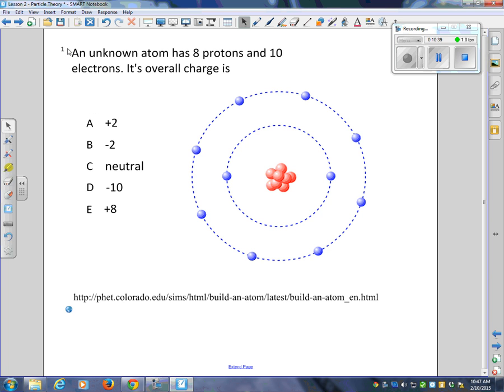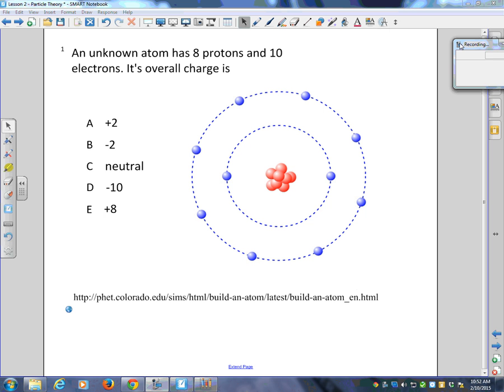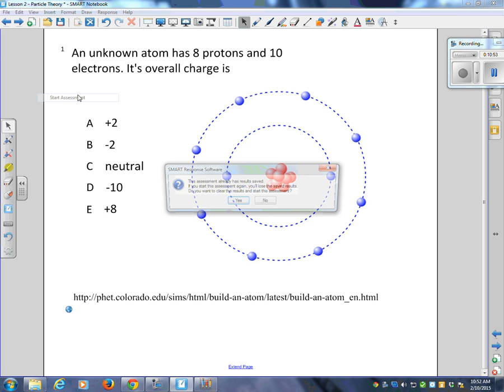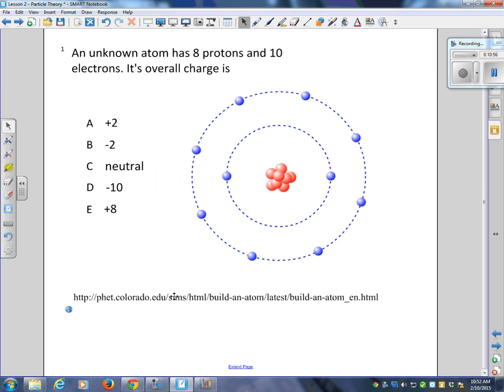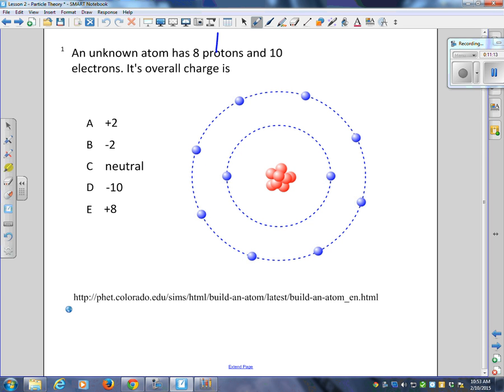Okay. Hold on. You need the clickers. Are the clickers there? Get the clickers out. Here we go. An unknown atom has 8 protons, 10 electrons. What is its overall charge? Charlie, I've been teaching it for the last 10 minutes. Anyone? Same one. 8 protons, which are positive, and 10 electrons, which are negative. There's a picture of it right there. What is its overall charge?